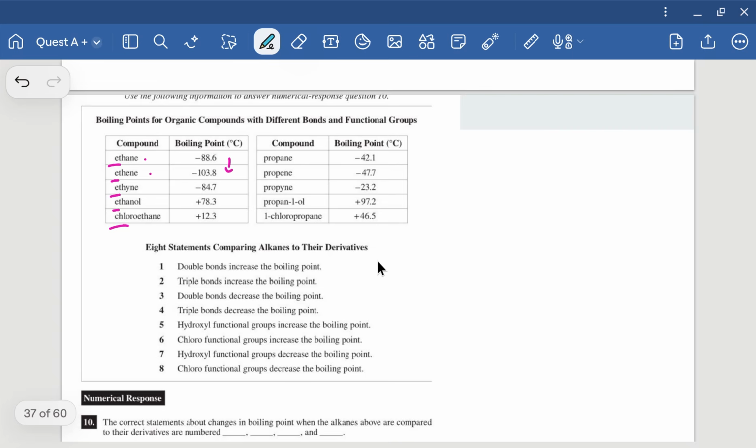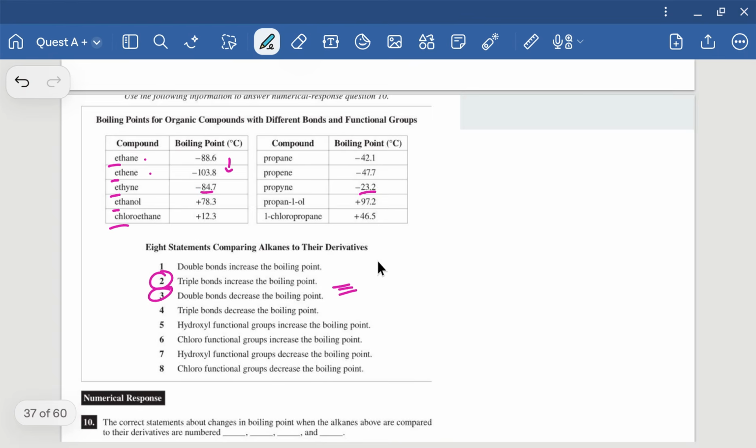So it has a lower boiling point because double bonds are easier to break. Triple bonds do increase it. As you see, a triple bond is higher than what you're starting with, and that's because of the linear structure that triple bonds will start to make. So 2 is one of our answers. Double bond decreases the boiling point, we just talked about that. Triple bonds do not decrease.